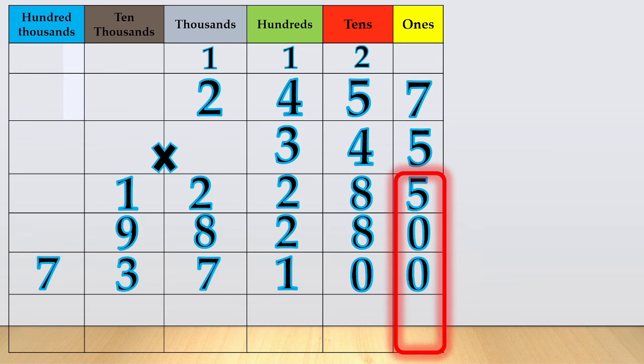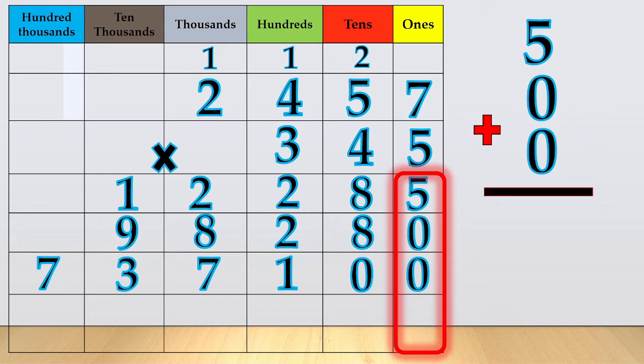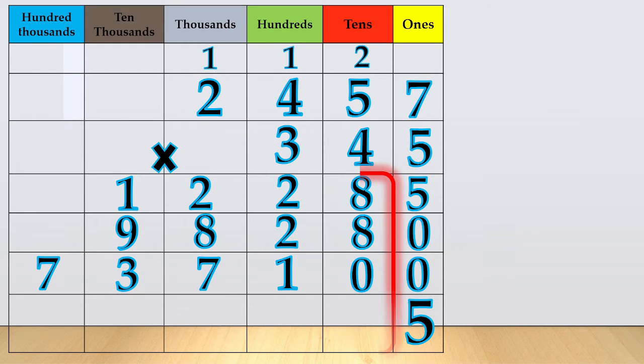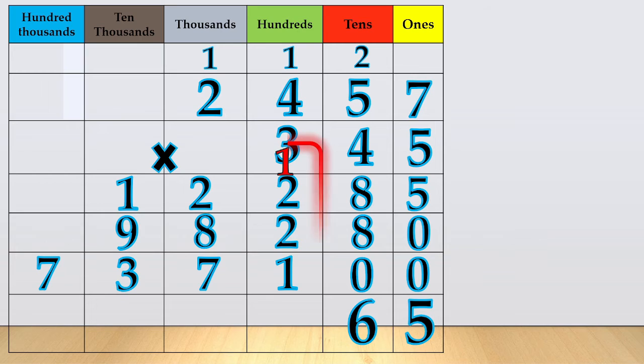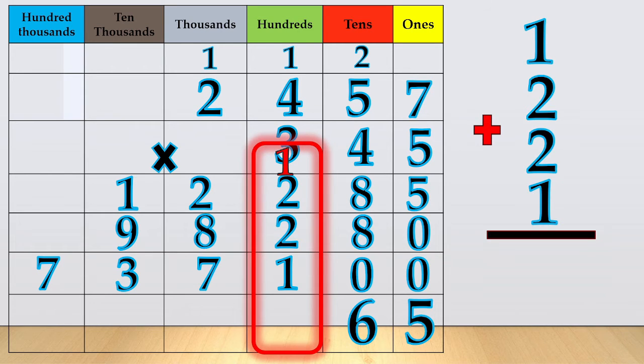First, we are going to add the ones column. 5 plus 0 is equal to 5. Next, 8 plus 8 plus 0 is equal to 16, which we regroup as 1 hundred and 6 tens. Now, we are going to add 1 plus 2 plus 2 plus 1 is equal to 6.